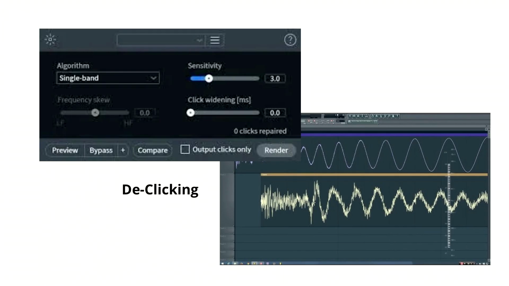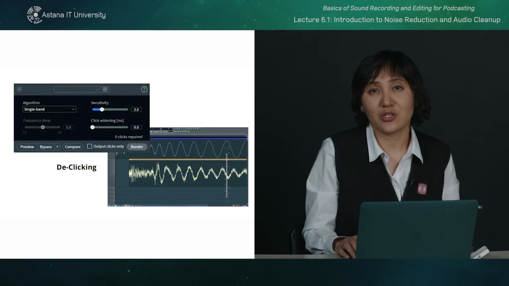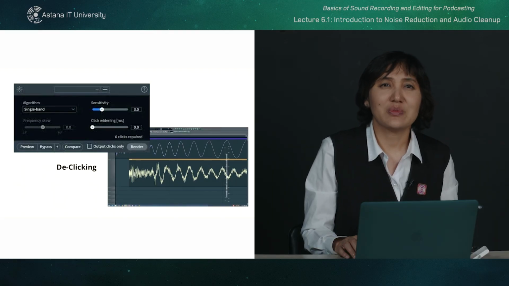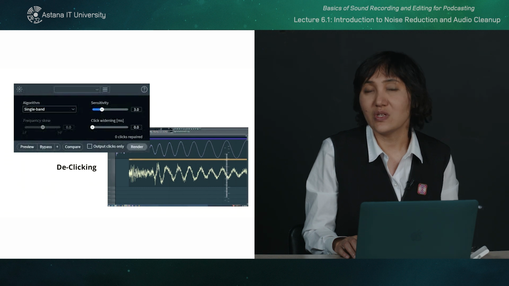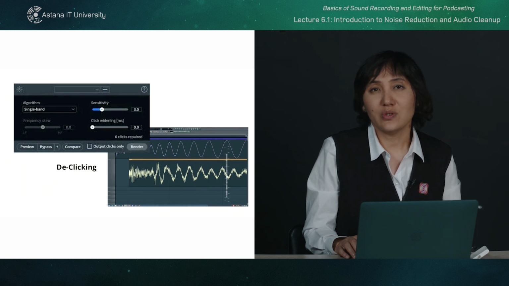So now let's cover audio cleanup techniques. Declicking focuses on eliminating sharp, brief noises like clicks, which may arise from electrical interference, digital artifacts, or poor equipment connections. These clicks can be distracting and disrupt the flow of audio, so there are some software tools that you can use to significantly improve the quality of your video if you have clicks in the audio.